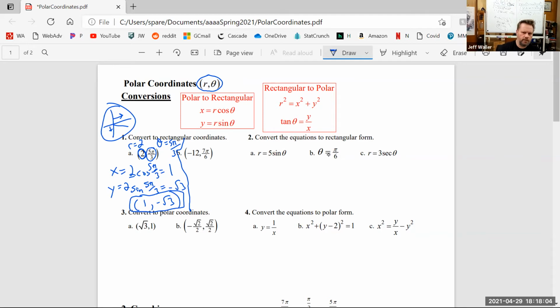All right, I'm going to kind of catch up to you guys. So x will be negative 12 cosine 7 pi over 6. What quadrant am I in this time? 3. Yeah, I'm in 3, so I know they're both going to be negative. Both the x and the y are going to be negative.